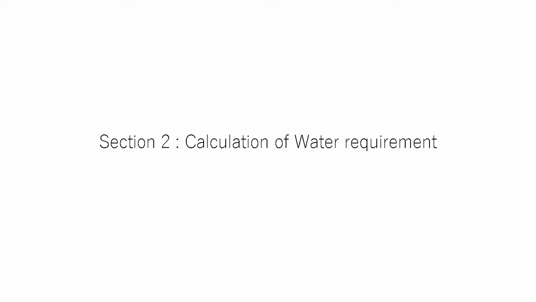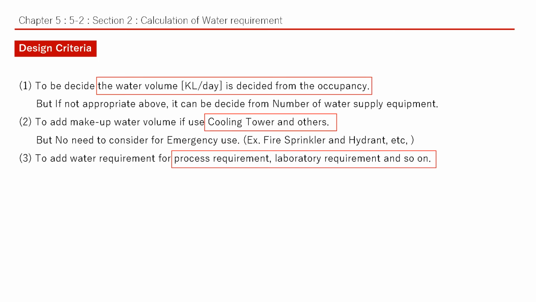Section 2, Calculation of water requirement. We will explain about calculation of the amount of water used. First, we will fix the occupants. After that, if there is water to be used in the cooling tower or for production and experiment, we will add the amount of water used.